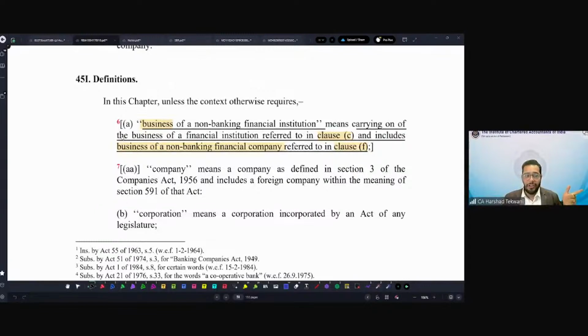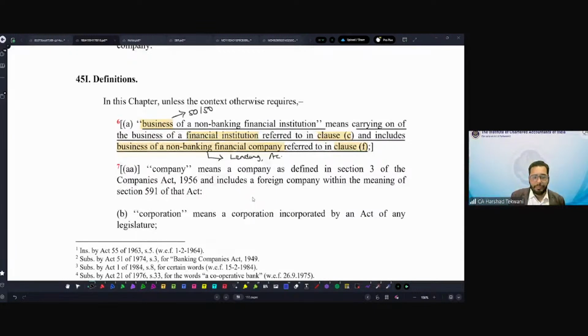One, clause C, and one, clause F. Clause C is the financial institution, clause F is a non-banking financial company, and then it talks about something as a business. So this is nothing but your 50-50 that we discussed, the 50-50 ratio: more than 50% financial assets, more than 50% of your income from those financial assets. Then we understood what is a financial institution with respect to NBFC.